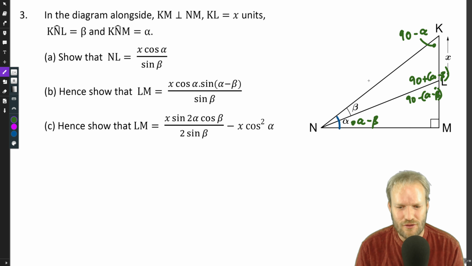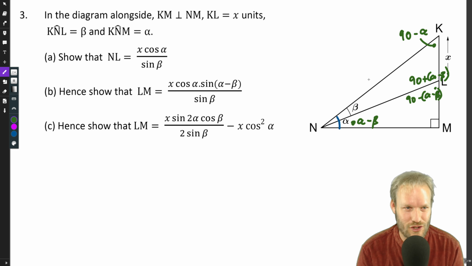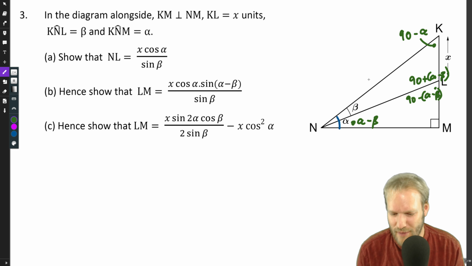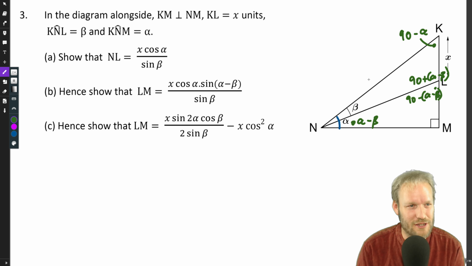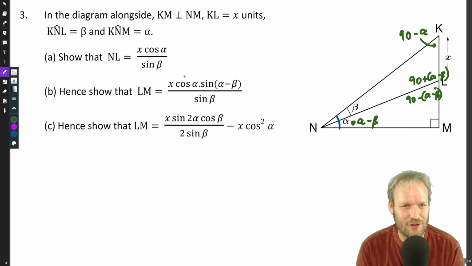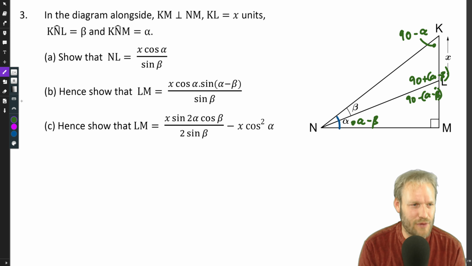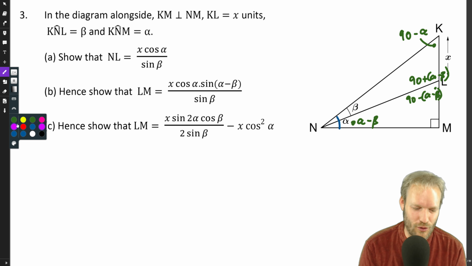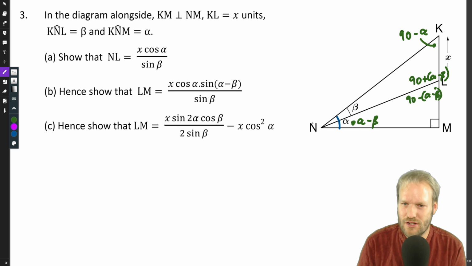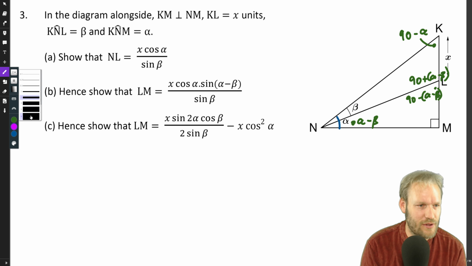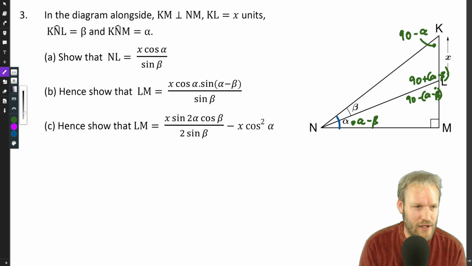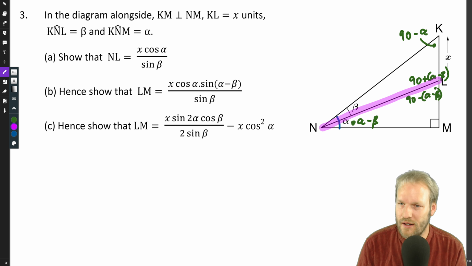Okay, it may not have been worthwhile to find all of those, but as I said, we're kind of getting into these, so maybe that is 3.5 minutes very well spent. Okay, show that NL equals x cos alpha over sine beta. So I guess we just need to keep thinking to ourselves which triangle we're going to work in. So if we looked at triangle KLN, it's got NL. Let's just see the one that I'm talking about. If we look in this triangle up here, let's see if that's going to give us the information we need.